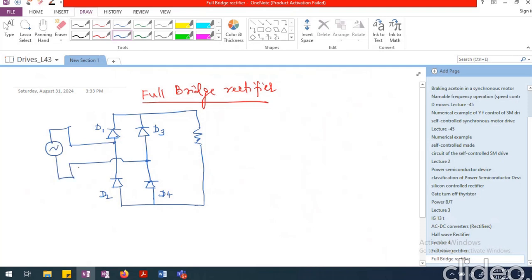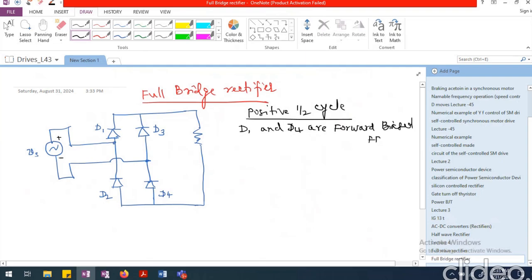This is the voltage source that I have connected, which is Vs. When I am looking at the positive half cycle, I am going to have this as plus and this as minus. Because of that, D1 and D4 are forward biased. They are both going to be forward biased.